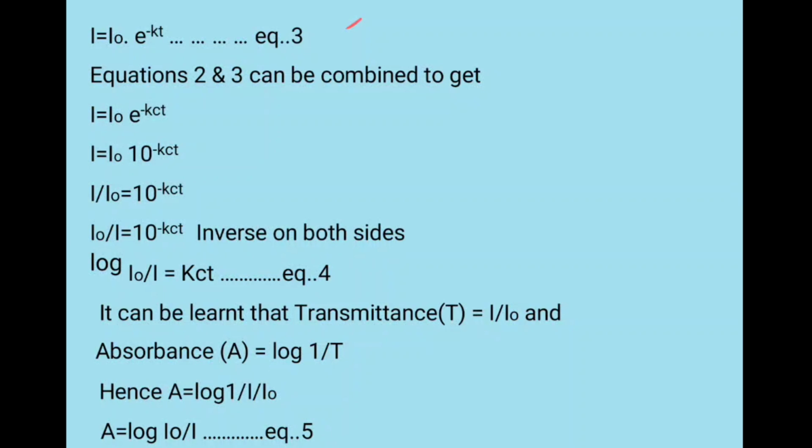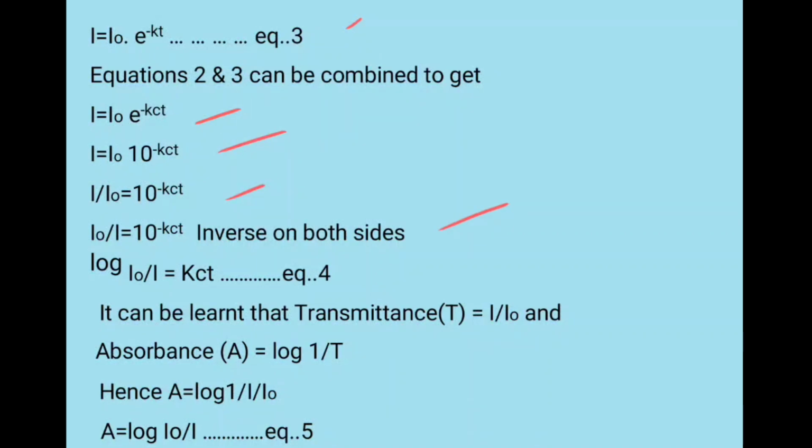Equations 2 and 3, when we combine these two equations, we will get I is equal to I naught into e to the power of minus kCt. Converting natural logarithm to base 10, we will get I is equal to I naught into 10 to the power of minus kCt. Then we can write this as I by I naught is equal to 10 to the power of minus kCt. Reversing the terms, I naught by I is equal to 10 to the power of kCt.